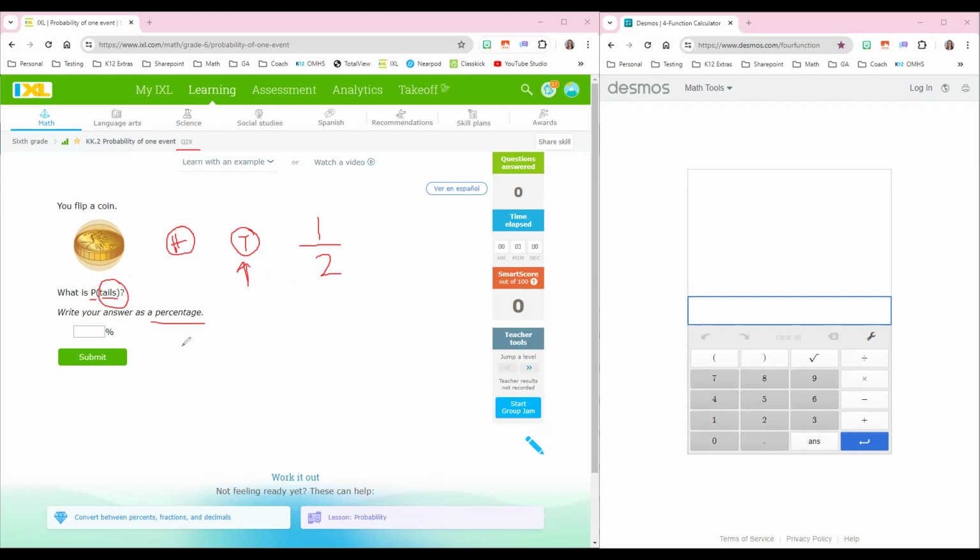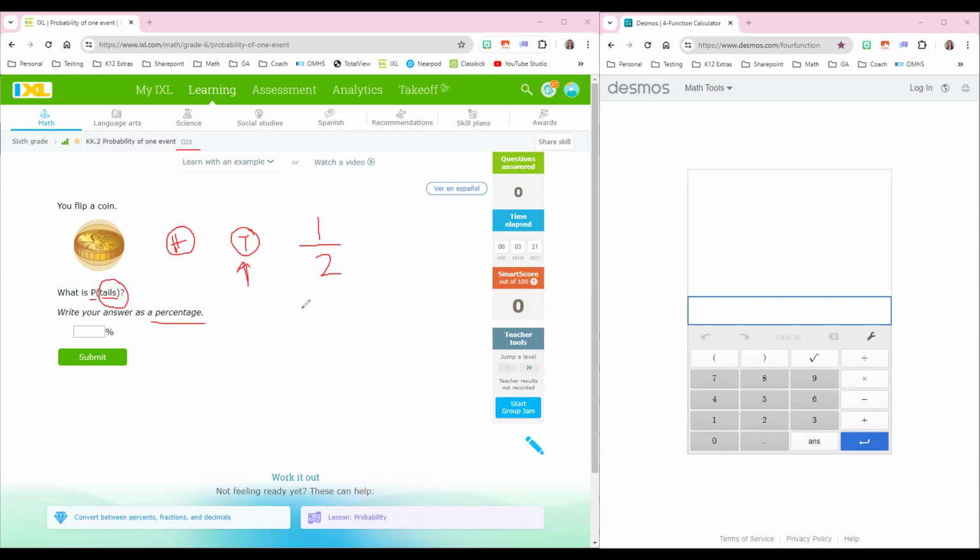But we want to write our answer as a percentage. There is more than one way to do this, but just so I can show it to you all at once, the way that I'm going to do it in this video is I'm going to first convert the fraction to a decimal and then take the decimal to a percent, because then we can practice all of the above at once.